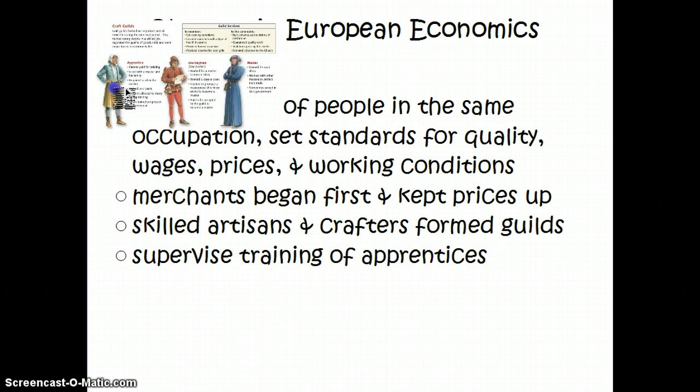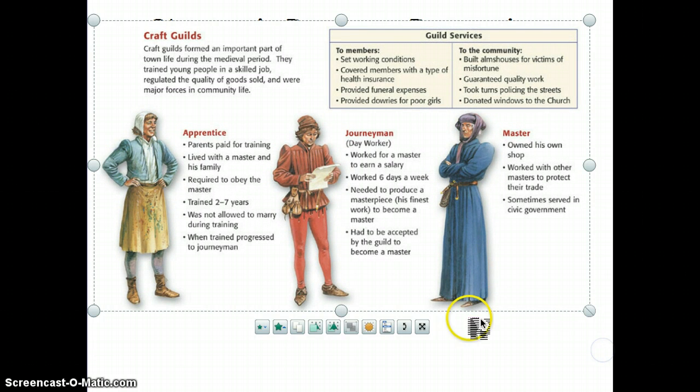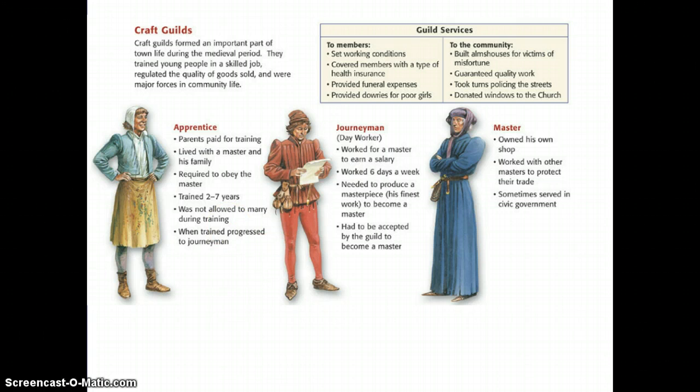And if I take this picture and I make it a lot bigger, you can see that there are different levels. There are 3 levels to the guild system. There's an apprentice, which was the first step, and you were basically the low man on the totem pole, and you were working for several years. This particular slide shows that you're training for 2 to 7 years in order to learn your craft, and you had all kinds of very strict rules that you had to follow.